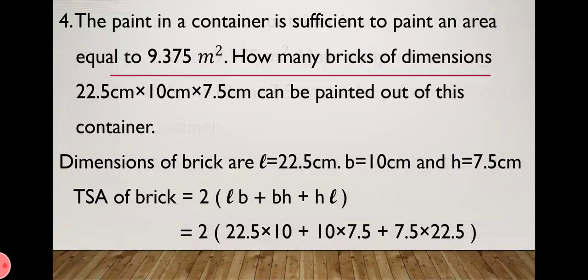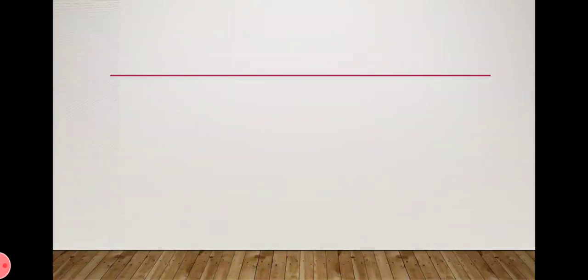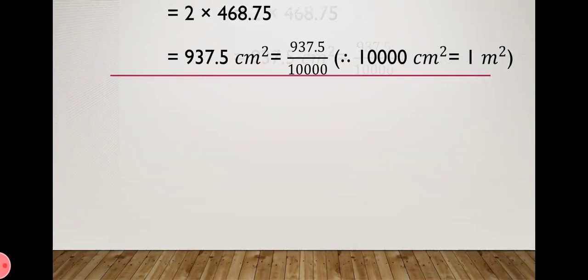Solving further, we get 2 into (22.5 into 10, we will get 225, plus 10 into 7.5, we will get 75, plus 168.75). That is equal to 2 into 468.75, which we will get as 937.5 centimeter square.